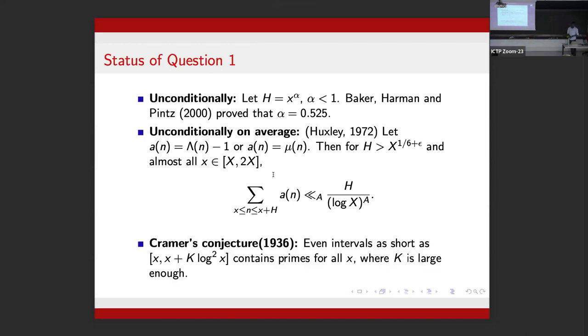Then there is the conjecture by Cramer in 1936. He used a probabilistic model to suggest that the short interval can be taken like x to x plus some constant times log squared x. This is still very far from the current status of this question.